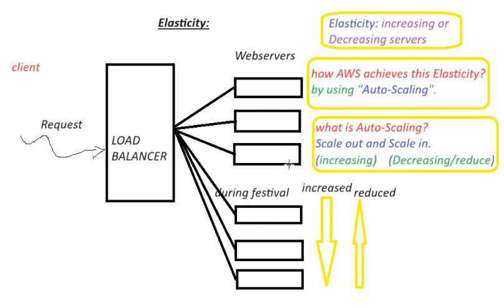You have seen and analyzed all the things. And how do we achieve this elasticity in AWS? It is done by using auto scaling in AWS.